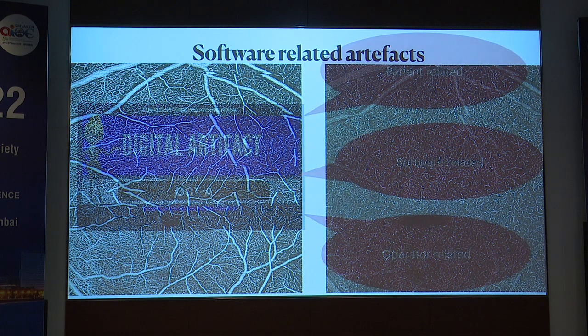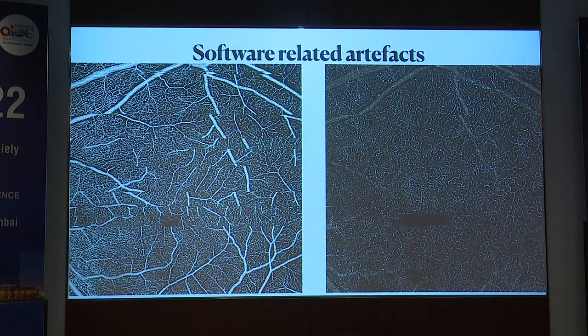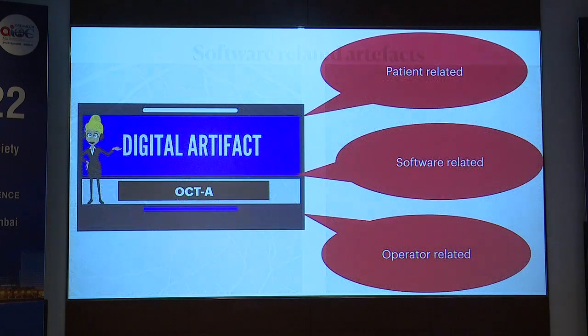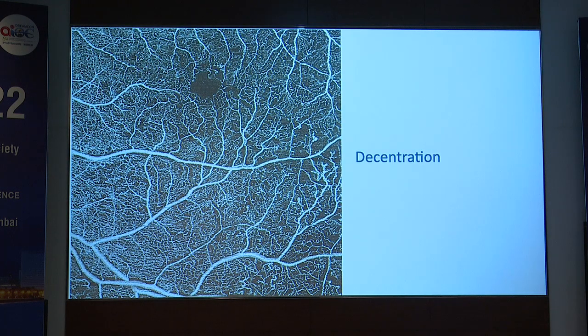It's the artifact. And it's not only on the superficial, even on the deep, you can see the FAZ. Somebody has to look at only the FAZ and comment whether the FAZ is normal or not. If they don't know that there is an artifact, that's a problem. Or it can be an operator related one, like he has taken a decentration. The image is not centered.